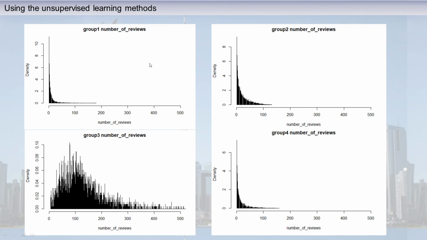In this plot, let's compare every group's number of reviews. Obviously, group 3 has more reviews. Group 1 and group 4 have a similar number of reviews. Group 2 has more reviews than group 1.